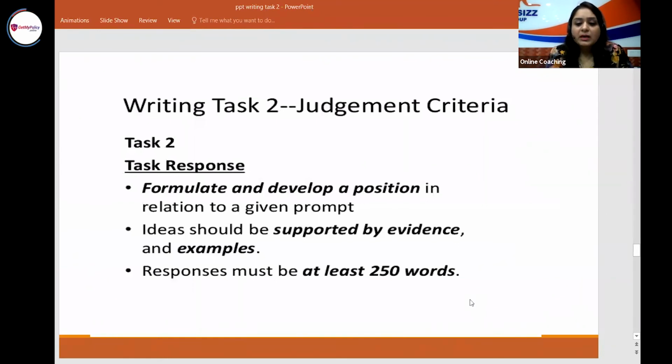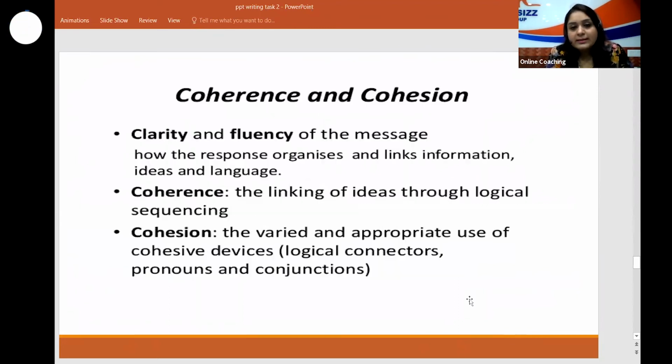Now, first one is your task achievement, your task response must be there. You have to cover your task properly. Second one is coherence and cohesion. Coherence is particularly the logical connectivity of the ideas, the linking of the ideas to logical sequencing. So your logical connectivity, how logically you are connecting. For that, I have given you the format. Just for the format, your ideas must be linked coherently.